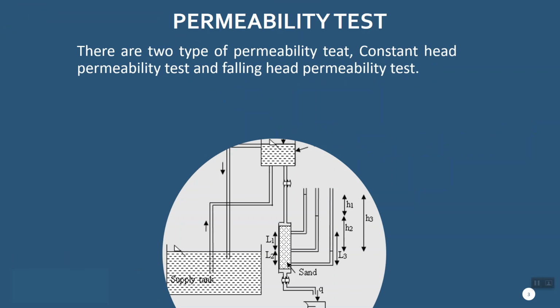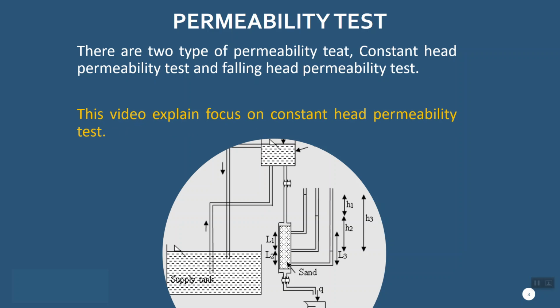Permeability test. There are two types of permeability tests: a constant head permeability test and a falling head permeability test. This video focuses on the constant head permeability test only. Now, I want to talk about the equipment used in the constant head permeability test.